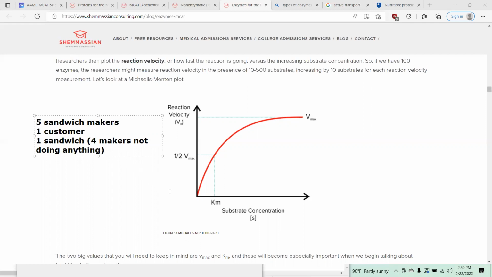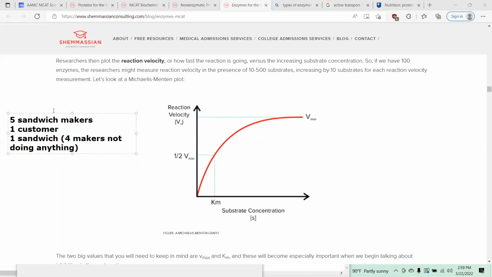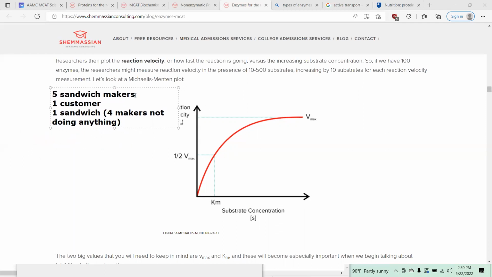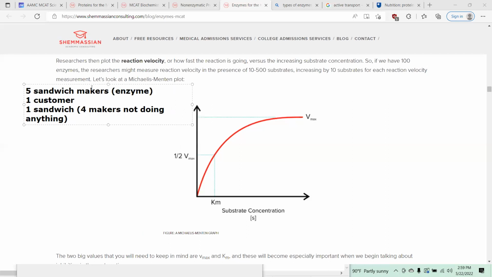Now, to link this back to actual science, or biology, the sandwich maker is the enzyme. It's the one that catalyzes a reaction, whereas the customer is the substrate. The customer needs to be present for the reaction to actually happen. And the one sandwich being made is a very low rate of production, right? Because there's not enough substrate.